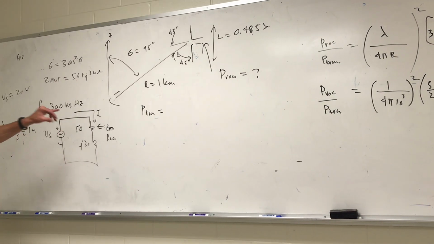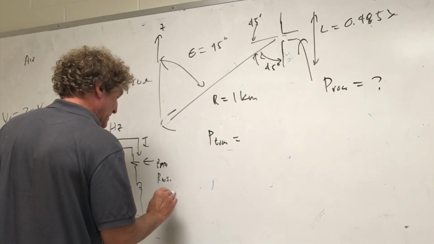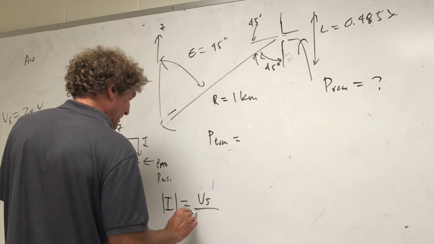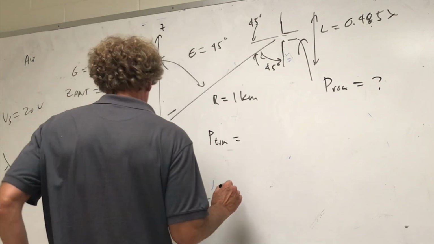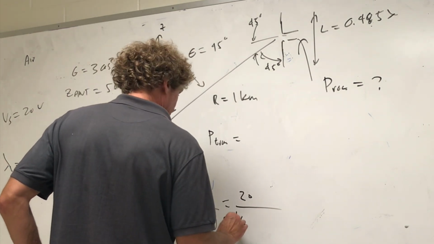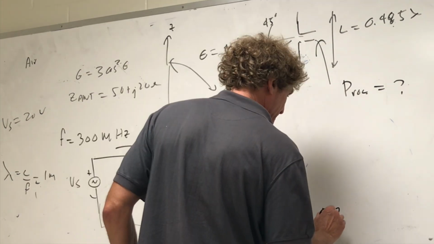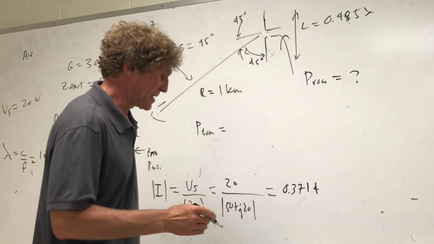There's no source resistance. The only thing you need to do to get the current value here in magnitude only is going to be Vs divided by the magnitude of Z antenna. And for us, Vs is equal to 20 over the magnitude of 50 plus j20. That's 0.3714 at an angle of negative 21. And I don't even care about the angle, that would be amps.